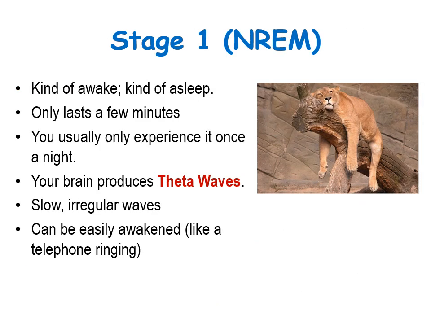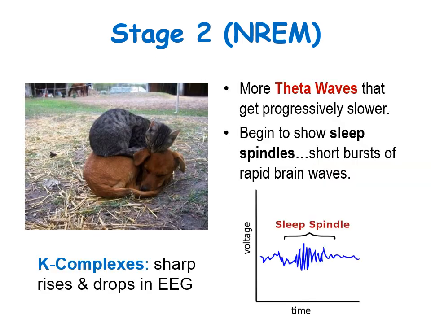So stage 1, you're kind of awake, you're kind of asleep. It only lasts a few minutes. You usually only experience it once a night unless you get up to go to the restroom or something. You only go through stage 1 once. Your brain produces theta waves. Those are slow, irregular waves, but you could still be awakened when the telephone rings. And of course, we always lie, right? Somebody will say, "Hey, did I wake you?" And you're like, "No, no, man, I was wide awake." No, you weren't. You were in stage one sleep.